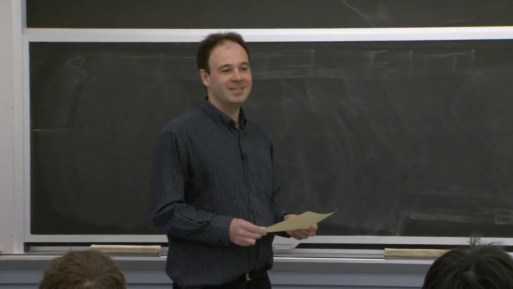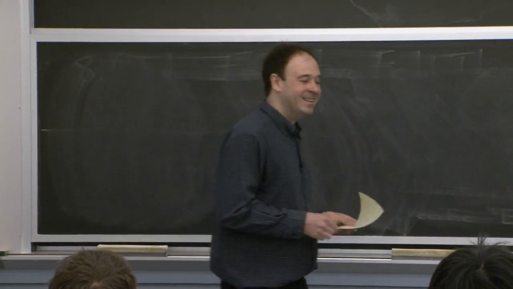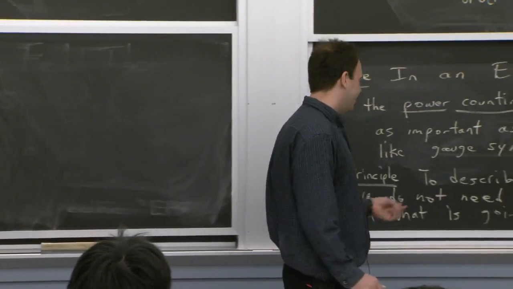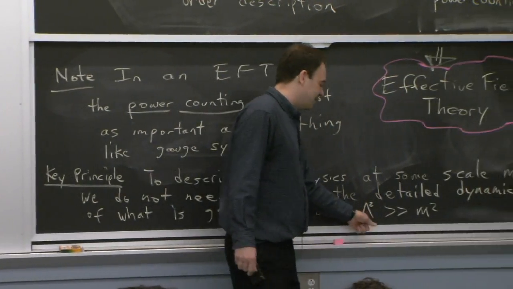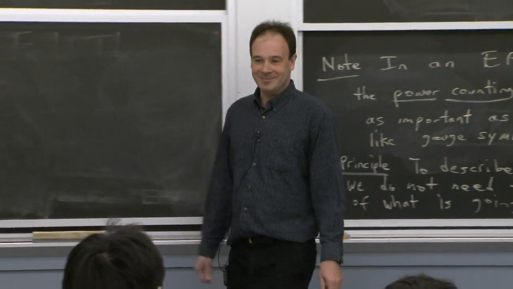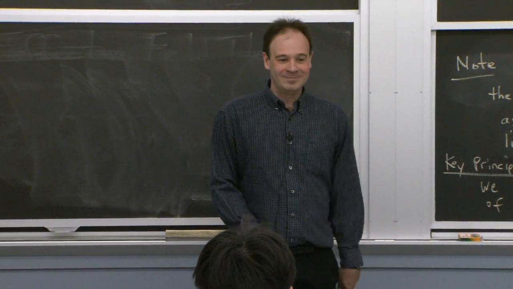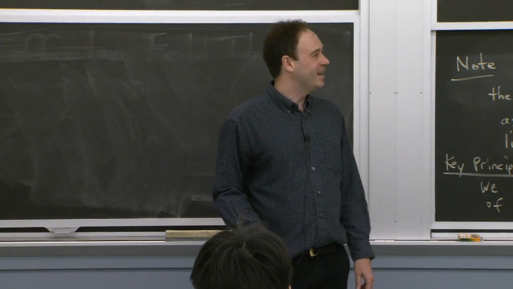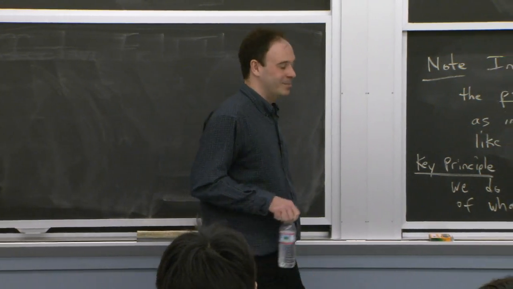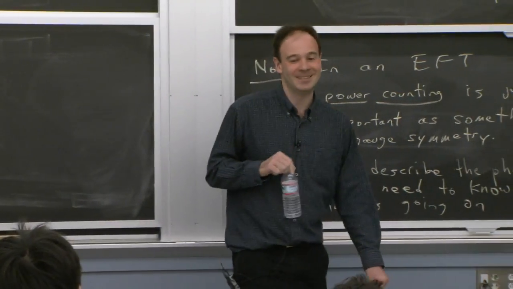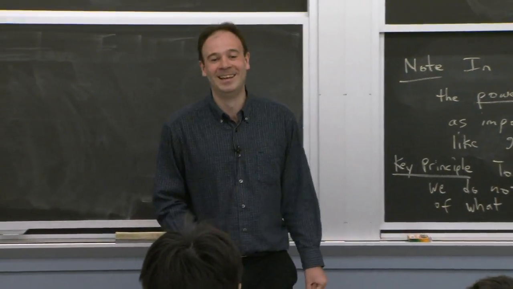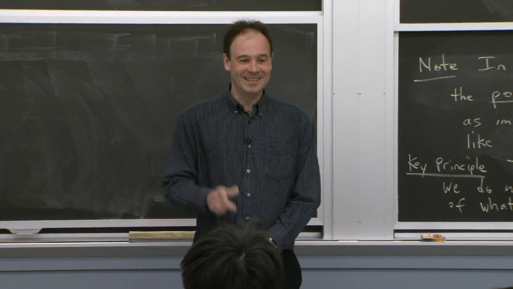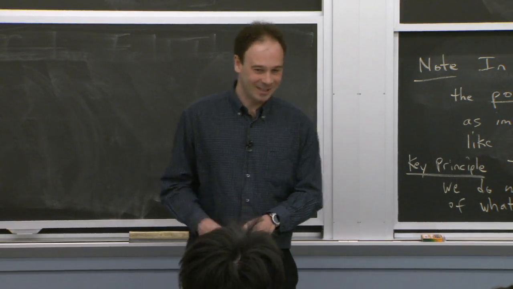So can anyone give me an example? Just try to get the class engaged here. Can anyone give me an example of an effective field theory that doesn't involve expanding strictly in mass scales, that involves some other type of expansion? Yeah? Well, OK. HQET, you could say, is just an expansion in lambda QCD over m_b, or m_c. So not quite. SCET. Well, you've studied it. But correct answer.